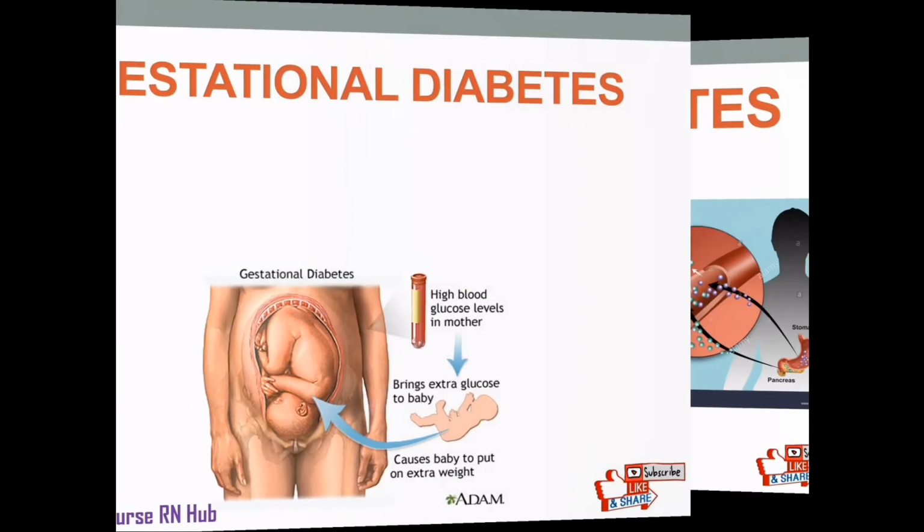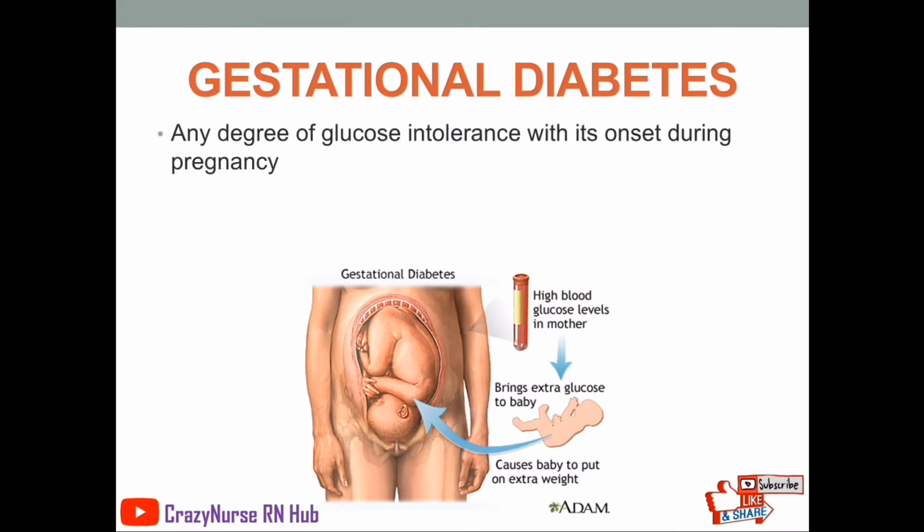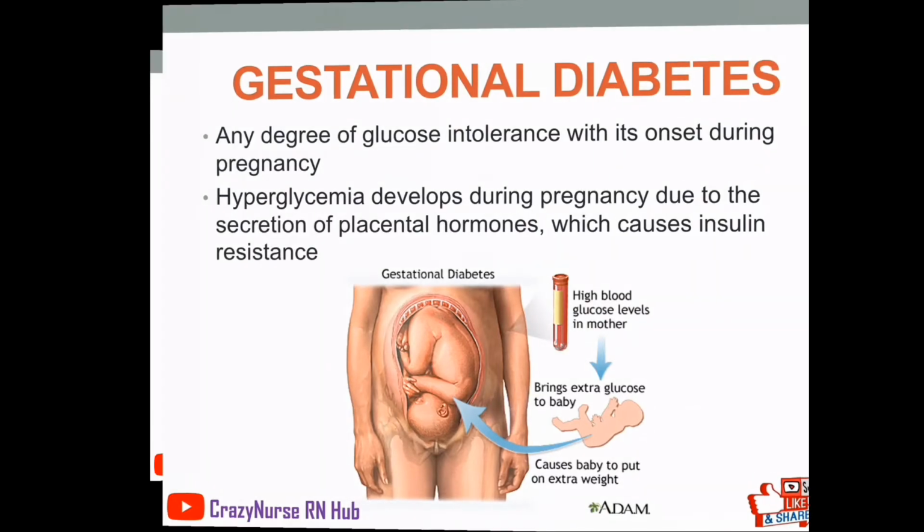Next, we have gestational diabetes. Any degree of glucose intolerance with its onset during pregnancy. Hyperglycemia develops during pregnancy due to the secretions of placental hormones which cause insulin resistance.